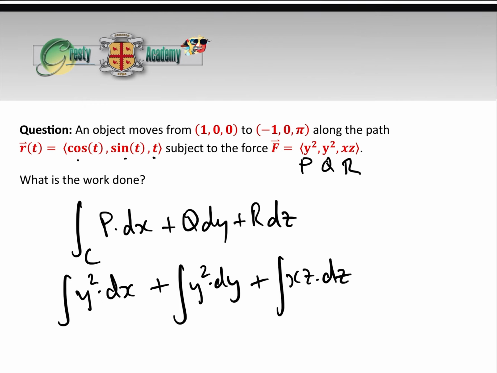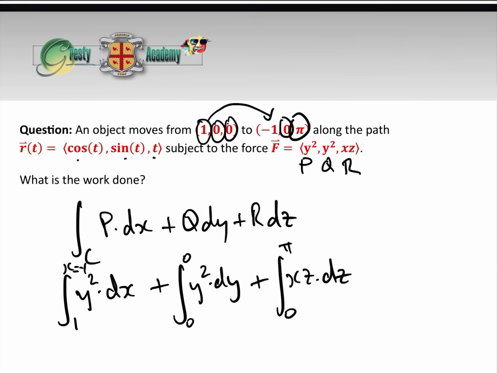Okay, now we've got a couple of little problems here. First of all, we need to look at our limits. Well, the limits come from the coordinates. So basically our x goes from 1 to minus 1. Our y goes from 0 to 0, which actually means it's not an integral because we know that's going to be 0. And our z goes from 0 to pi.